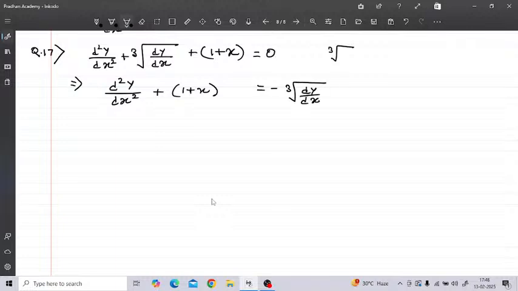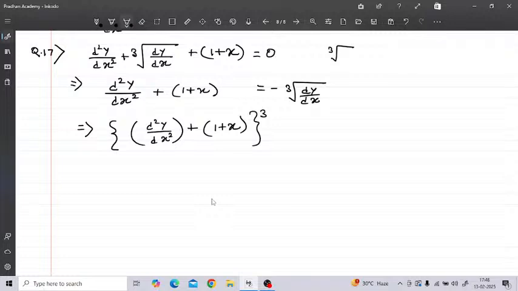As it is given as cube root, so we will cube both sides. Now cubing both sides, it will give (d²y/dx² + 1 + x) whole cube equals minus dy/dx. Now it is clear that our order is nothing but 2, the highest order derivative, but our degree is 3.